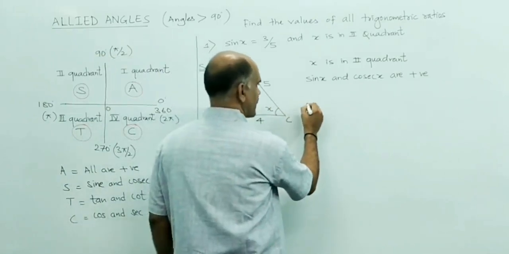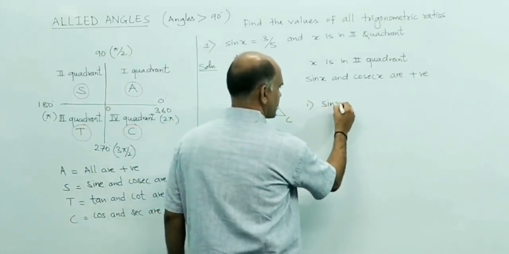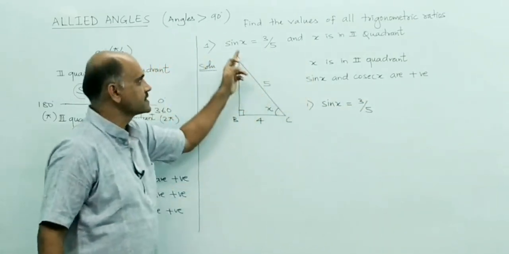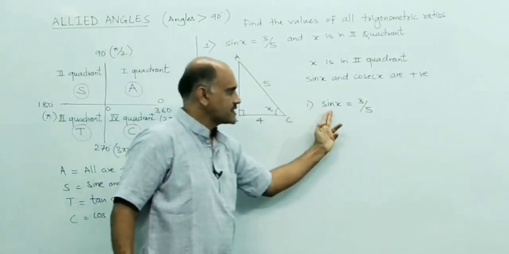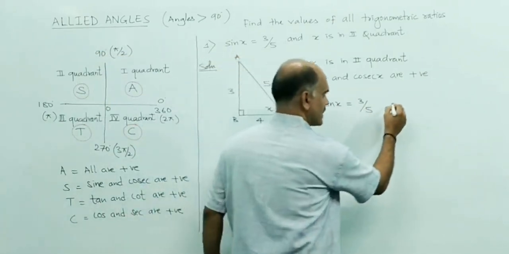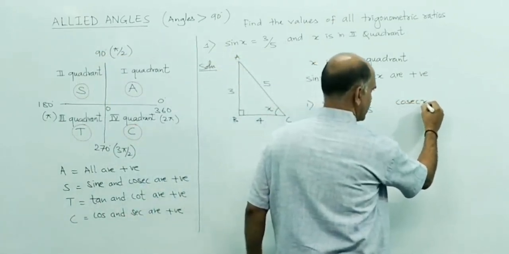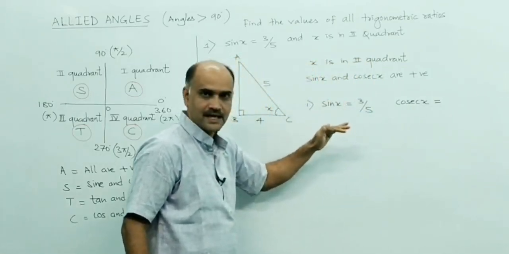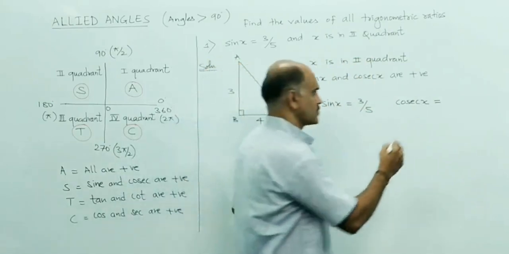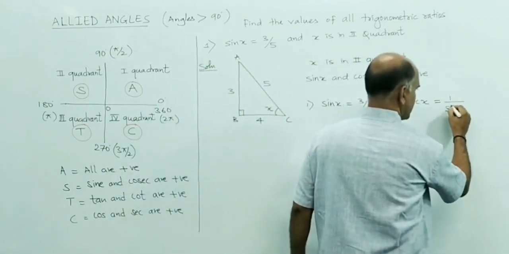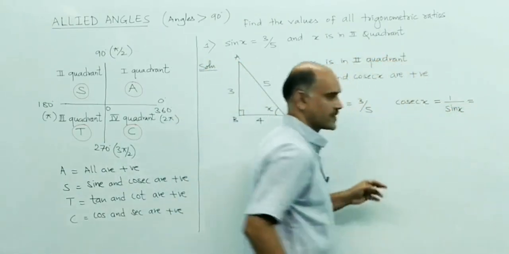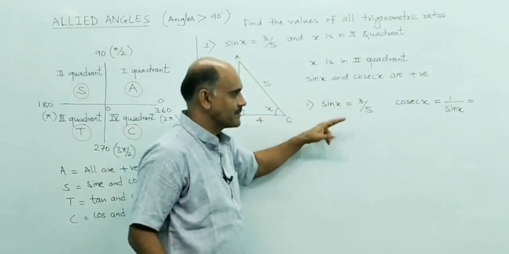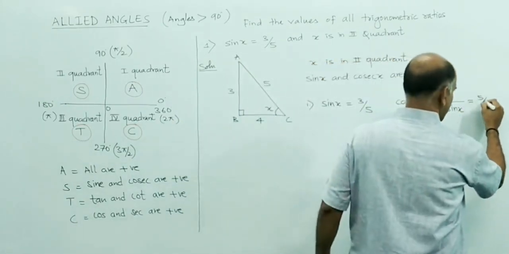So first, if I write sin x is equal to 3 by 5. So sin x is 3 by 5. So just cosec x, its reciprocal I will write. Therefore cosec x will be equal to, cosec x is reciprocal of sin x, means 1 by sin x. You have studied in 10th. So this is 1 by sin x, that is equal to reciprocal of this. So sin x is 3 by 5, so 1 by sin x will be 5 by 3.